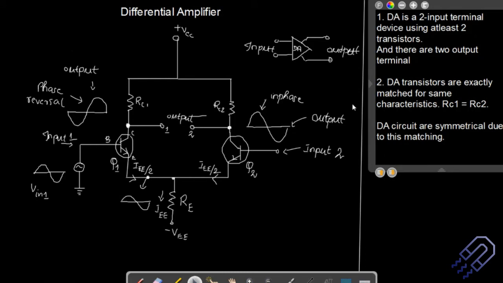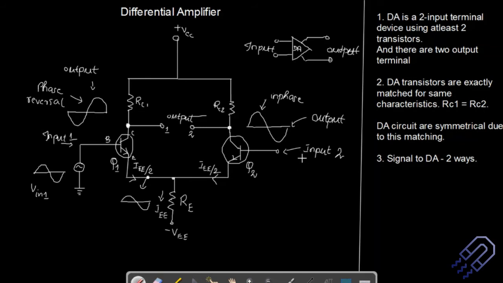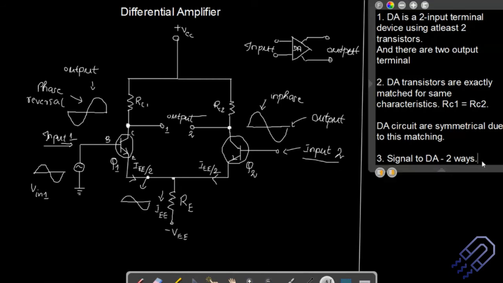Let's write down one more point. The third point is signal. This is already drawn in the picture. Signal to differential amplifier. How can you apply a signal to a differential amplifier? There are two ways. Which are the two ways? This is one way of giving a signal input, or this is the other way. Either you can give it through this terminal, or you can give it through this terminal.